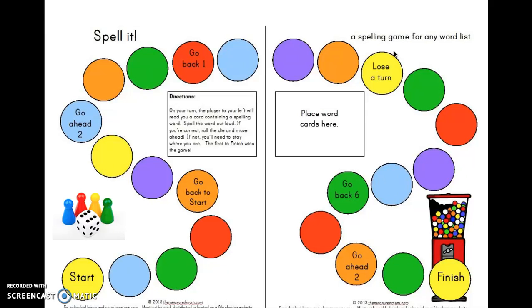So we have a picture of a die right there, and they have spaces like go back to start, go back one, or lose a turn, so it's not just a straight run to the finish line, which I really like.